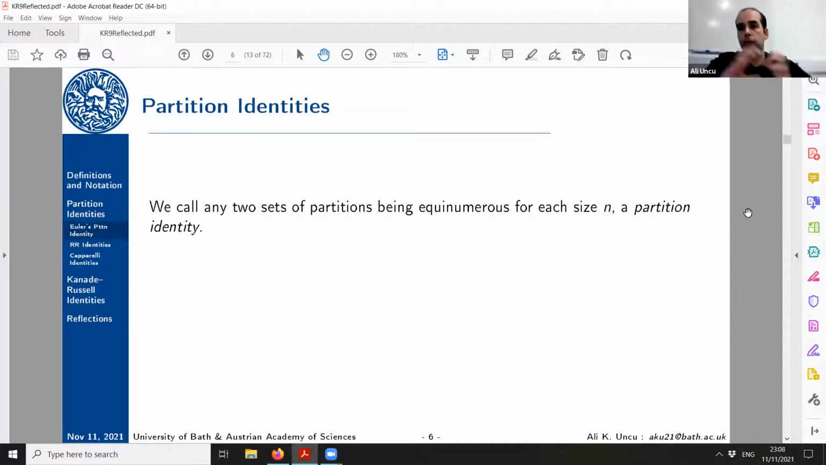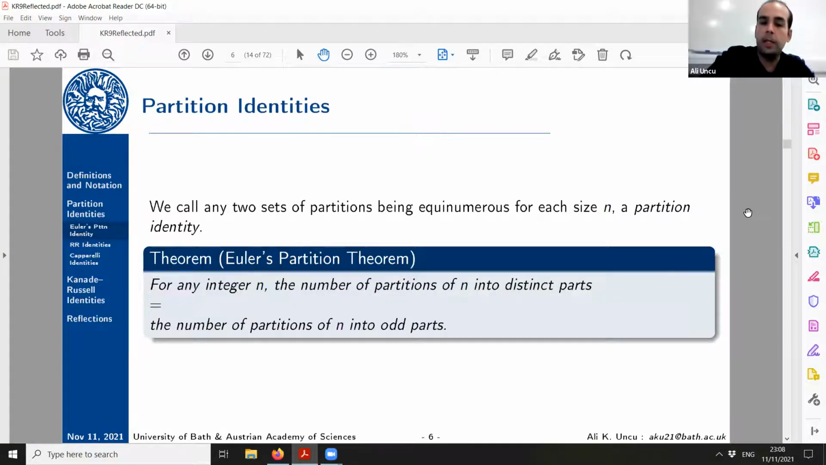So if you have two sets of partitions, for any partition size n, and the count of these two sets are the same, not necessarily the partitions are the same, but if the counts are the same, I would call this a partition identity. So here's an example. Here's one of the most famous ones. For any integer n, the number of partitions of n into distinct parts is the same as the number of partitions of the same n into odd parts.